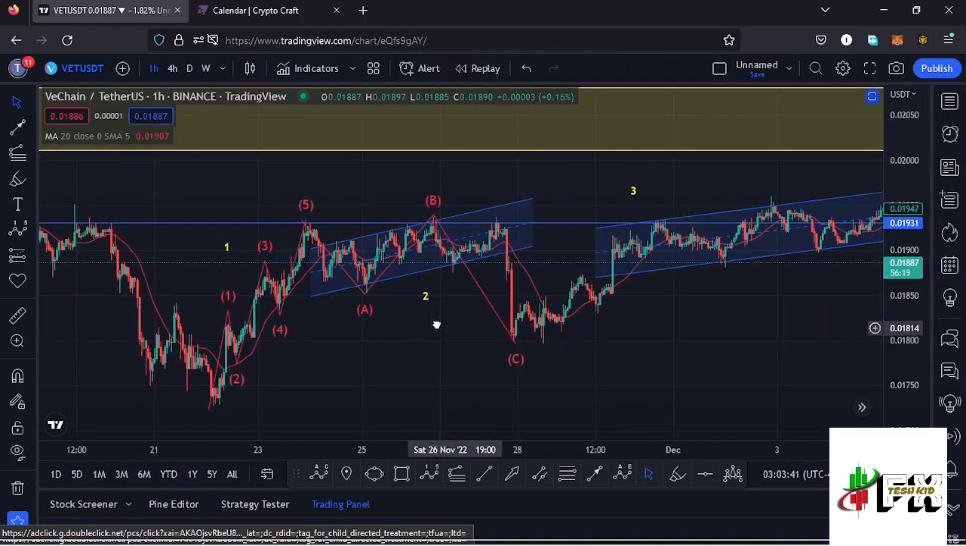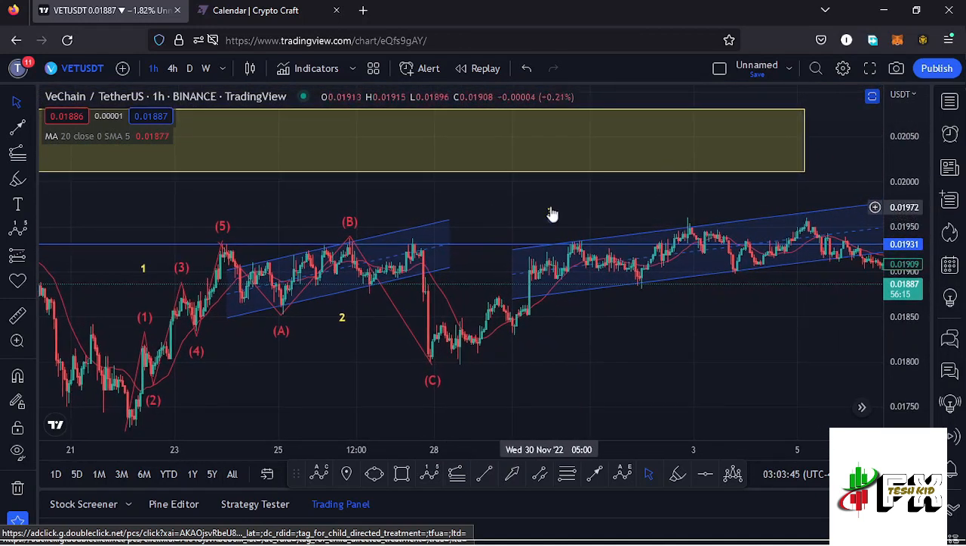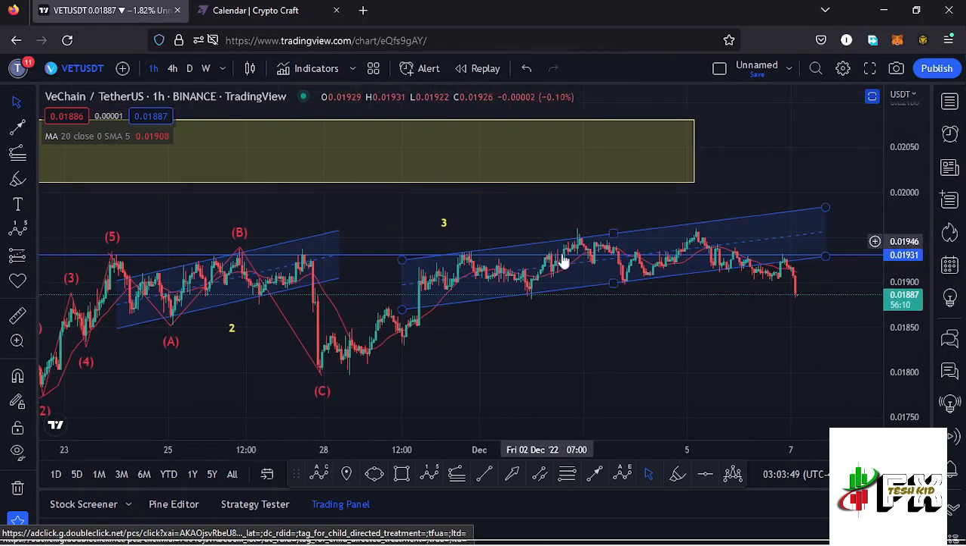Then after seeing the formation of a higher Elliott wave count 2, whatever we expect next is a bounce to the upper side in the formation of a higher Elliott wave count 3, and I believe that is what has been playing out over here.